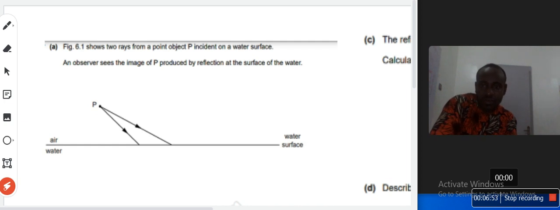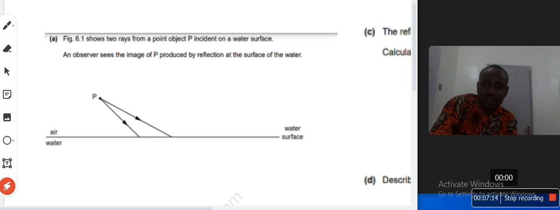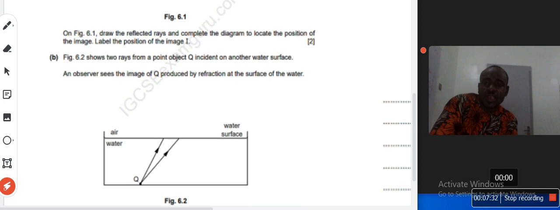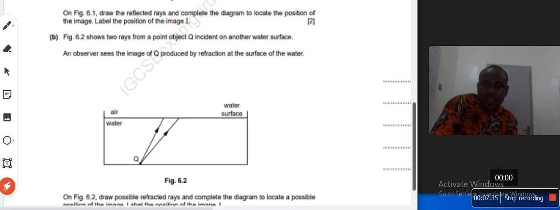So of course, if it is reflection, one ray strikes the surface of the water and reflects. The other ray strikes and reflects, and they will not meet because they spread. So an observer whose eye is here, we see the image appearing to form where the rays meet. If you take the previous lesson, when you draw these, they will appear to meet at a point. Wherever they meet is where the image is from, but you can check the previous lesson. It's exactly the same question. It's a similar question. Then it says on figure 6.1, draw all that. We've done that. Just a guide.